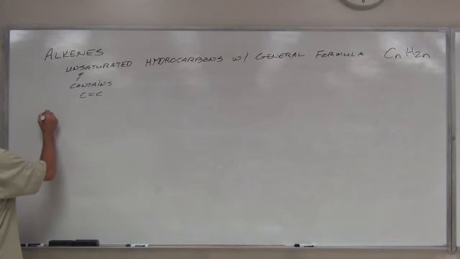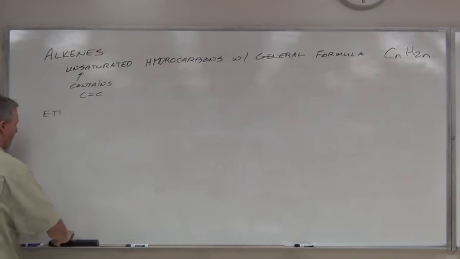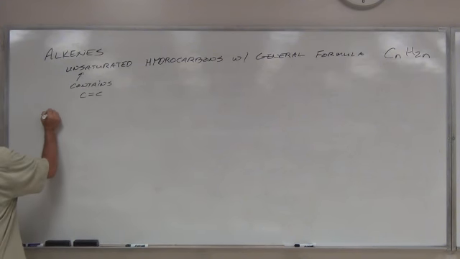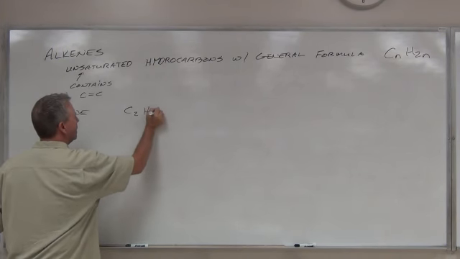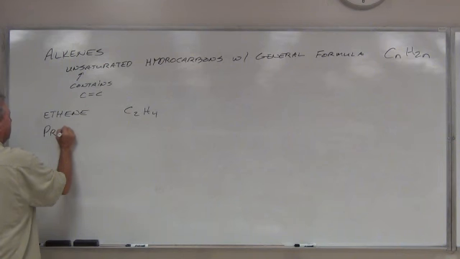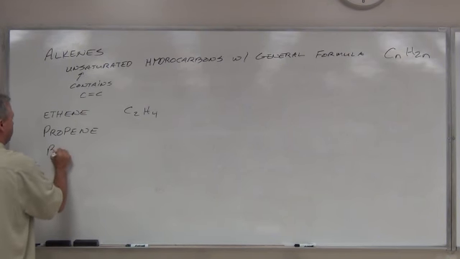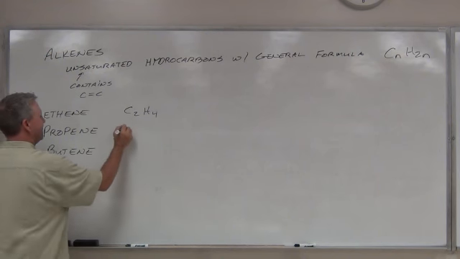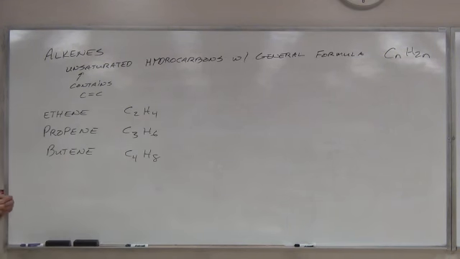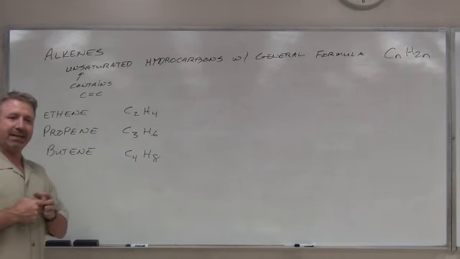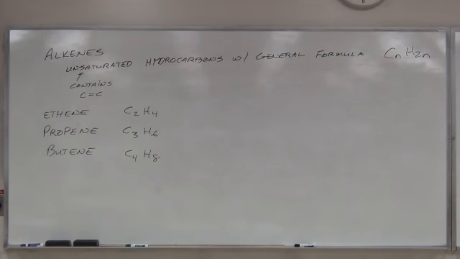Again, they're hydrocarbons, so they contain only hydrogen and carbon. We can have the first couple: ethene, propene, butene, etc., etc., etc. Now, how come I don't have a methene member? Well, because it couldn't satisfy the formula.